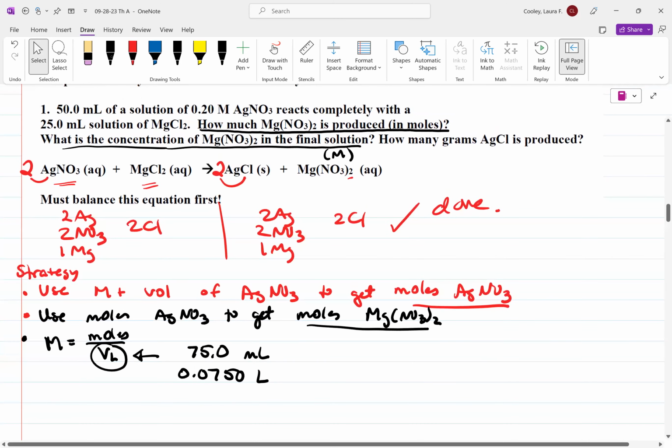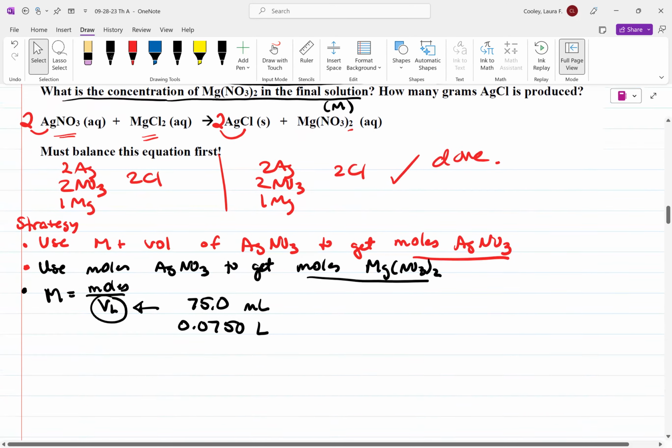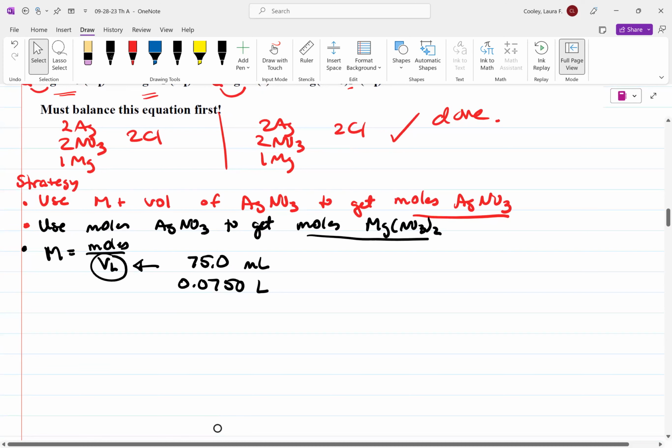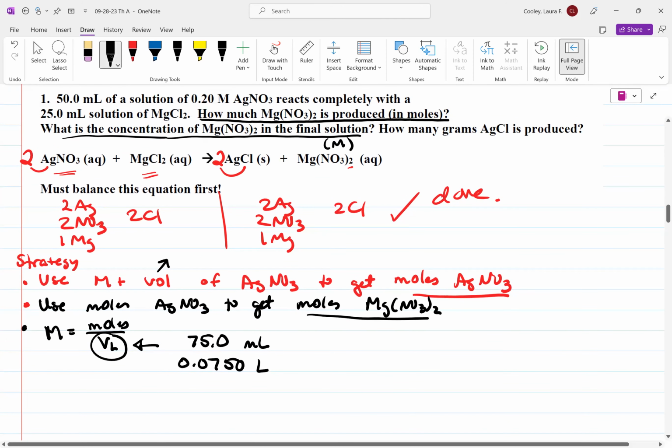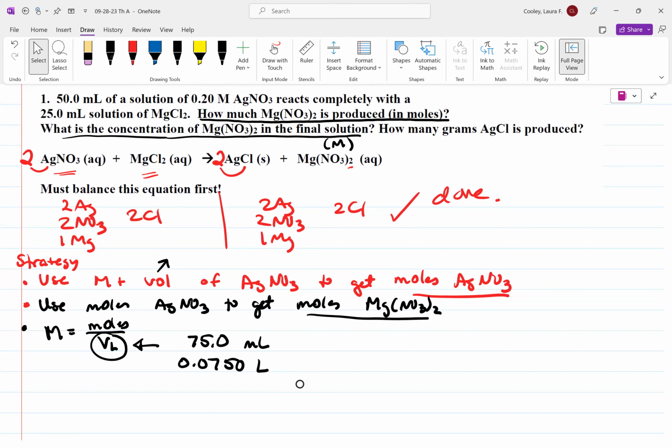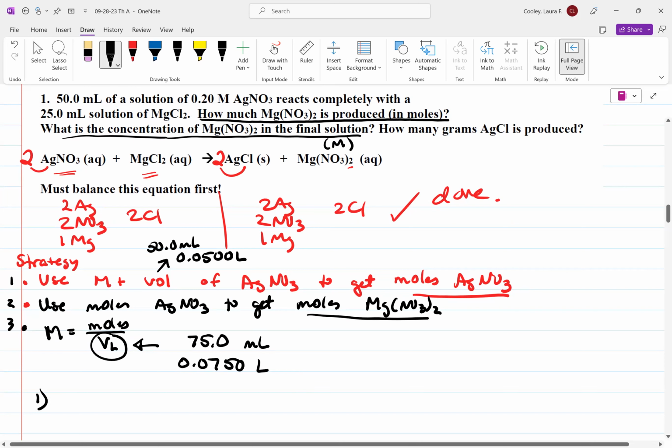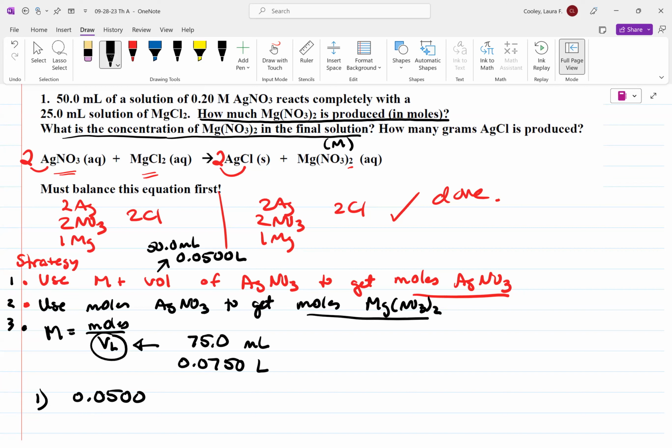All right, so let's go ahead and do this. We start with the molarity and volume of the AgNO3 to get the moles of AgNO3. So, what is the volume of the AgNO3? That's right, which is 0.0500 liters. So let's call this step 1, step 2, and step 3. Here's step 1 down here. We have the volume, which I write first, 0.0500 liters, times 0.20 moles per liter.